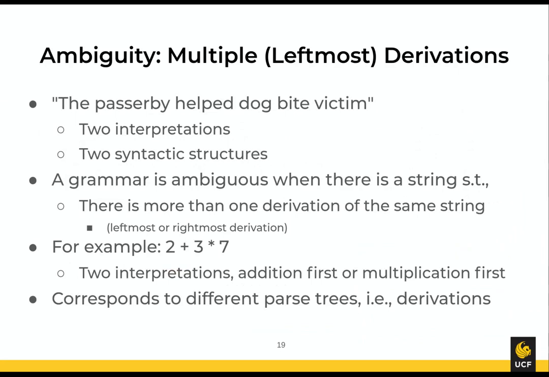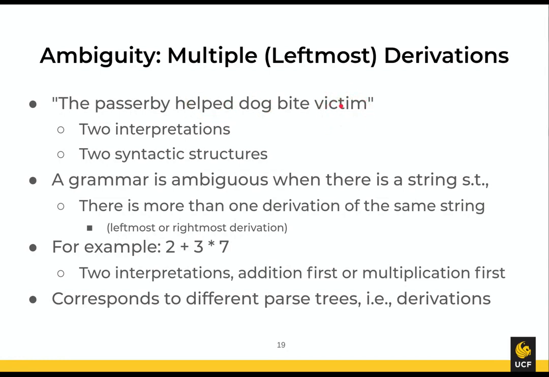So one example of this in English is the passerby helped dog bite victim. This is a funny one because it has very different meanings to us. But the reason is actually because they have two different syntactic structures. So who are you helping? You're either helping the dog or you're helping the victim.